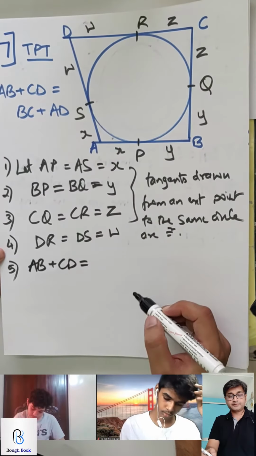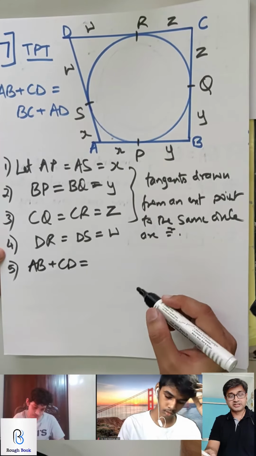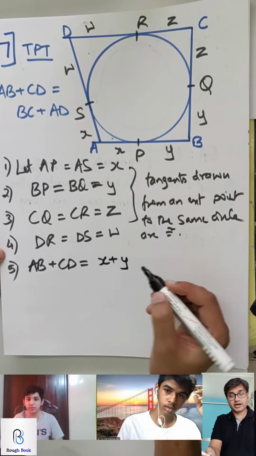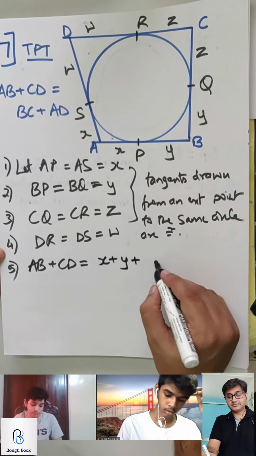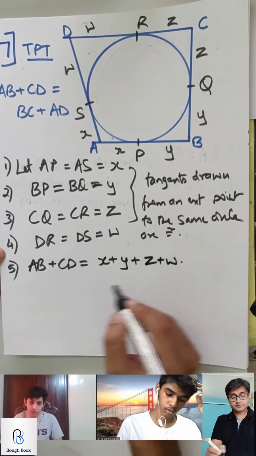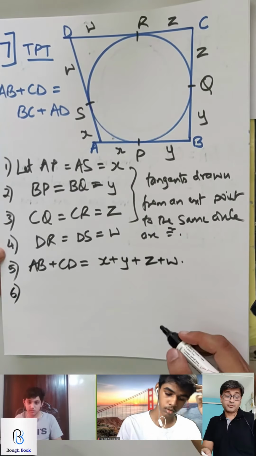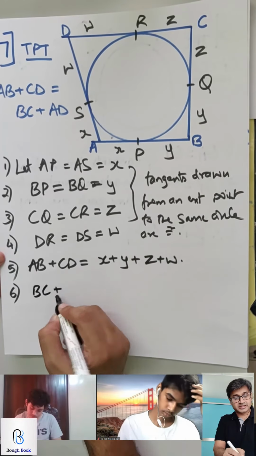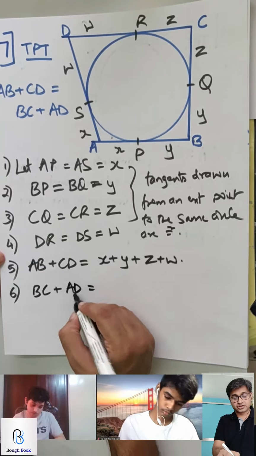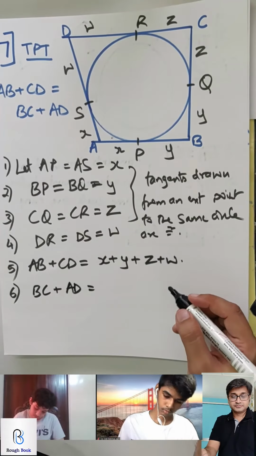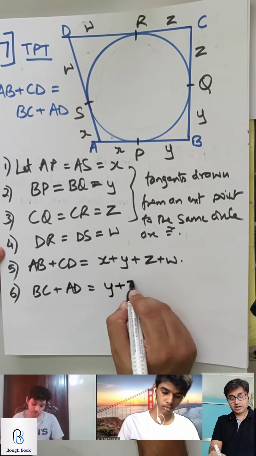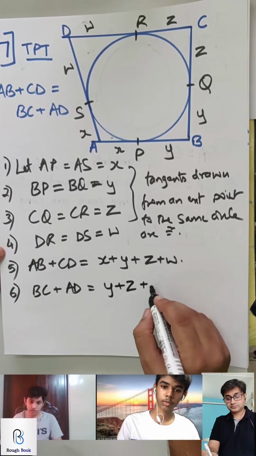In terms of X, Y, Z, what is AB? X plus Y. And what is CD? W plus Z. Okay, so leave this as it is. Now write BC plus AD, that is your RHS. What is BC? Y plus Z. Very good. And what is AD? X plus W.